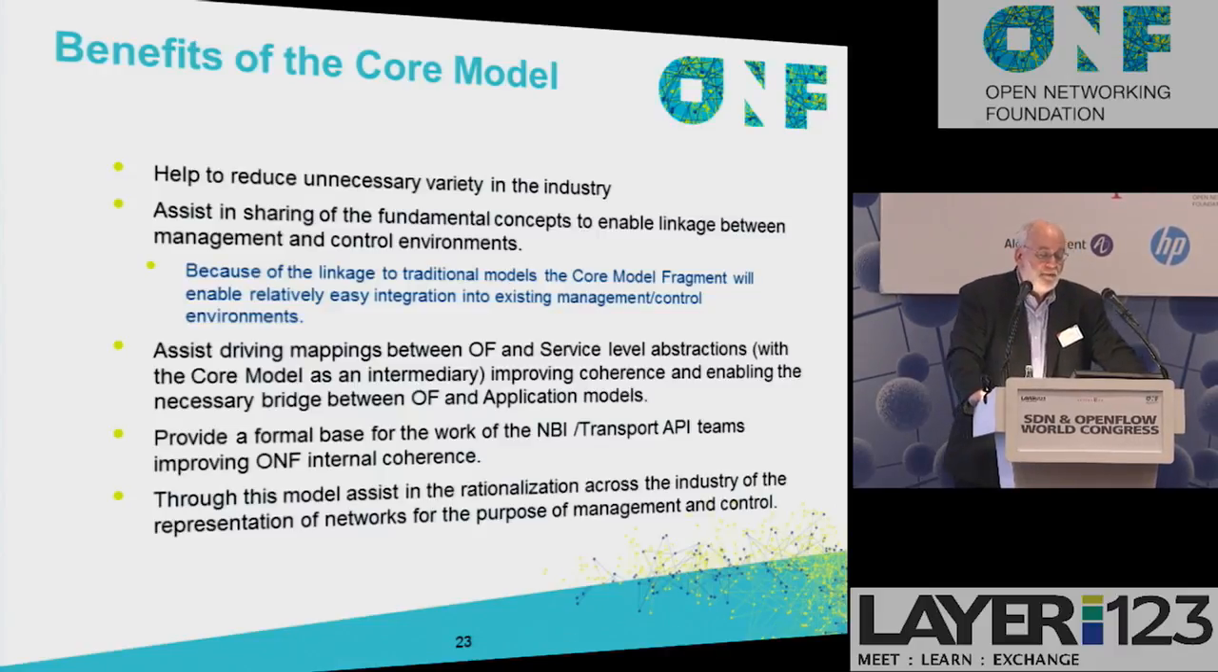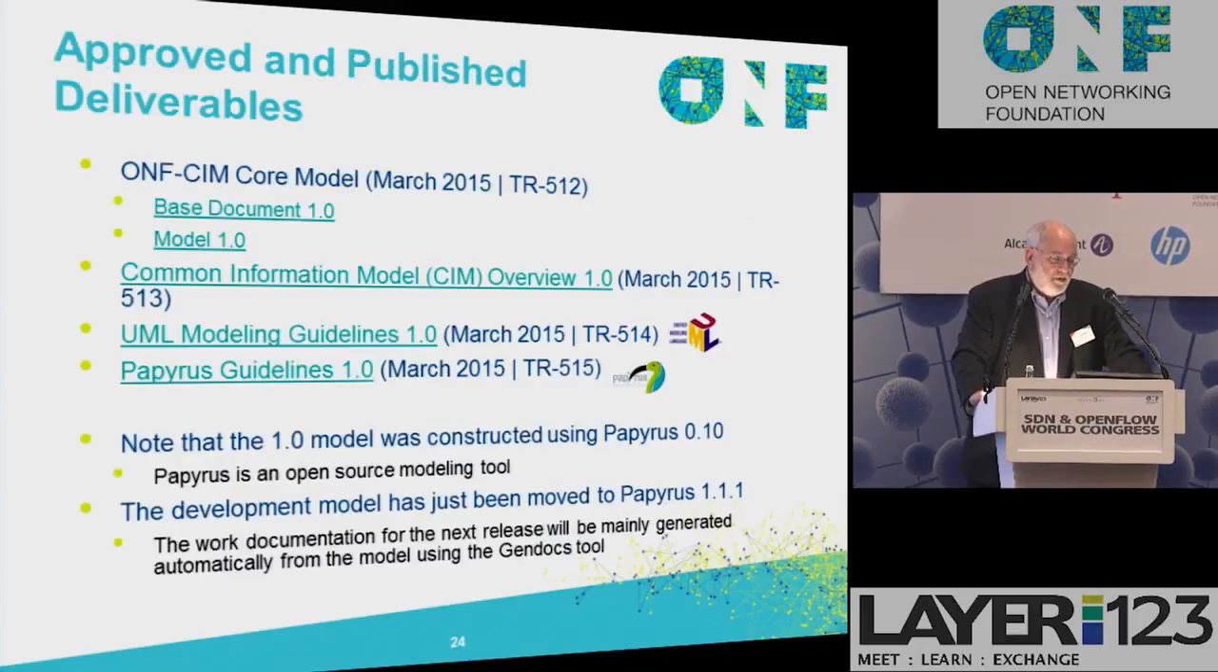It assists driving mappings between OpenFlow and service-level abstractions, which improves the coherence and enables the necessary bridges between OpenFlow and applications. It provides a formal basis for the work of the northbound interface and transport API teams to improve ONF internal coherence between all the work that's being done in the different groups in the ONF. And through the model, we assist in the rationalization across the industry of the representation of networks for the purpose of management and control.